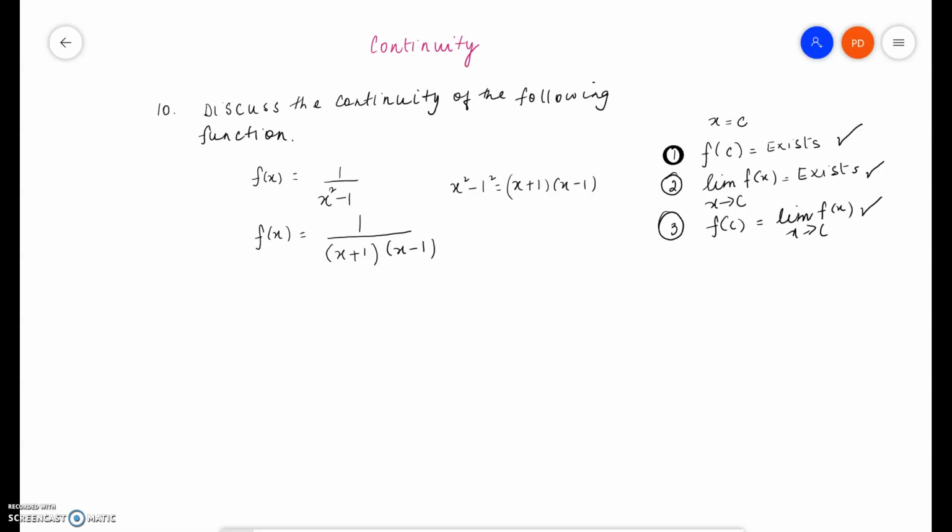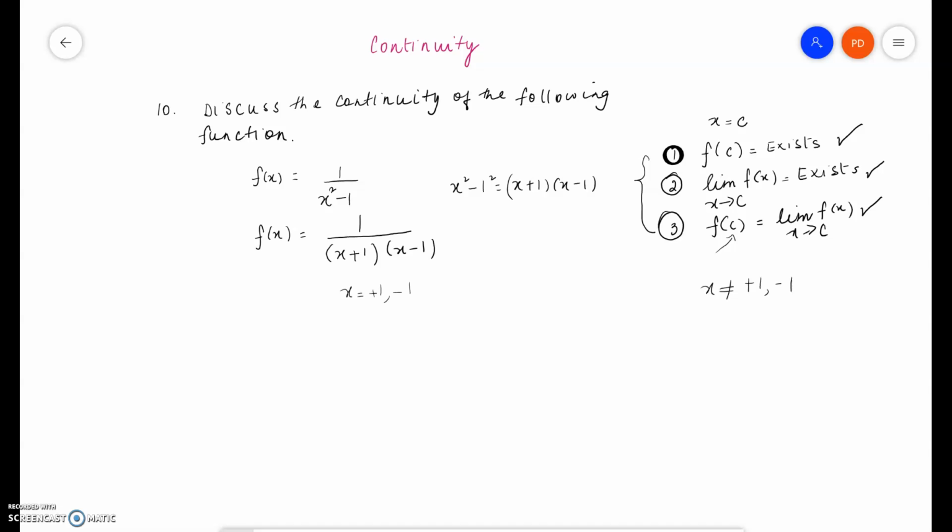And clearly, when we look at this function, as long as x is not equal to plus 1 or minus 1, we can find the limit of the function by substitution, which means the function is continuous. So when we plug in a value other than 1 or minus 1 into the function, it's equal to the limit of the function as x approaches that number c. So it's continuous everywhere except at the two numbers x equals positive 1 and negative 1.